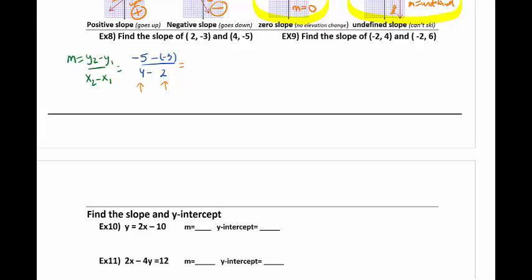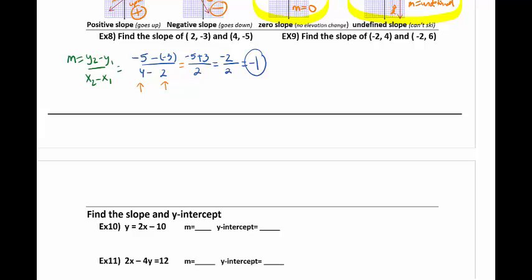So now I'm going to simplify. So I have a -5 plus 3 on the top. That gives me a -2 in the numerator. I have 4 minus 2 on the bottom, which gives me a 2 in the denominator. My slope for this problem is a -1. If I were to plot these 2 points, I would see that my rise over my run is going to be a -1, and I am going downhill on the drawing.